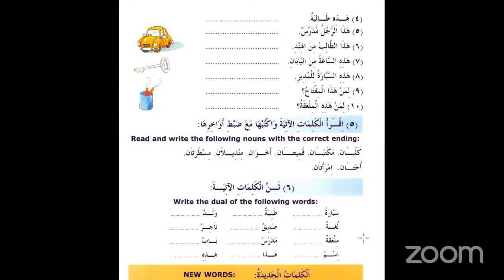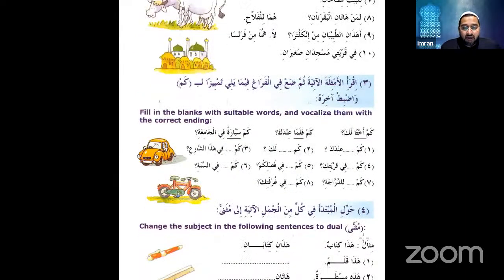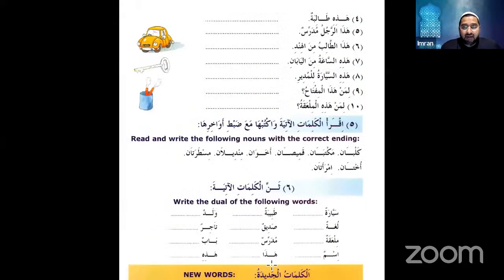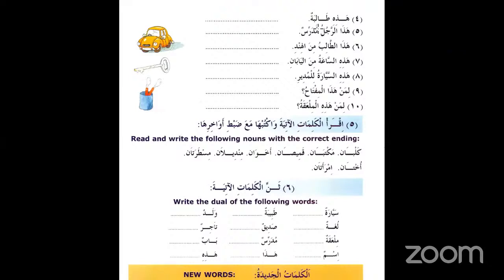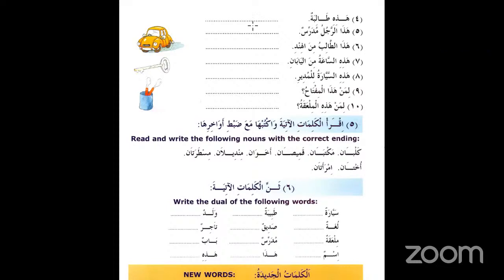هذه طالبات. No. The dual of hadhihi is hatani. Hadhihi is singular, dual is hatani. So you have to say here hatani. هذه طالبة. هاتان طالبتان. Alif طالبتان. هاتان طالبتان.